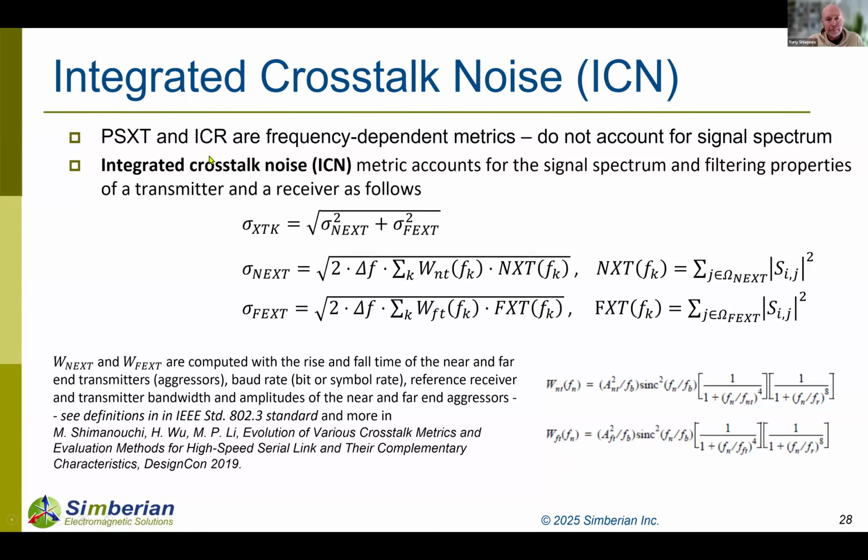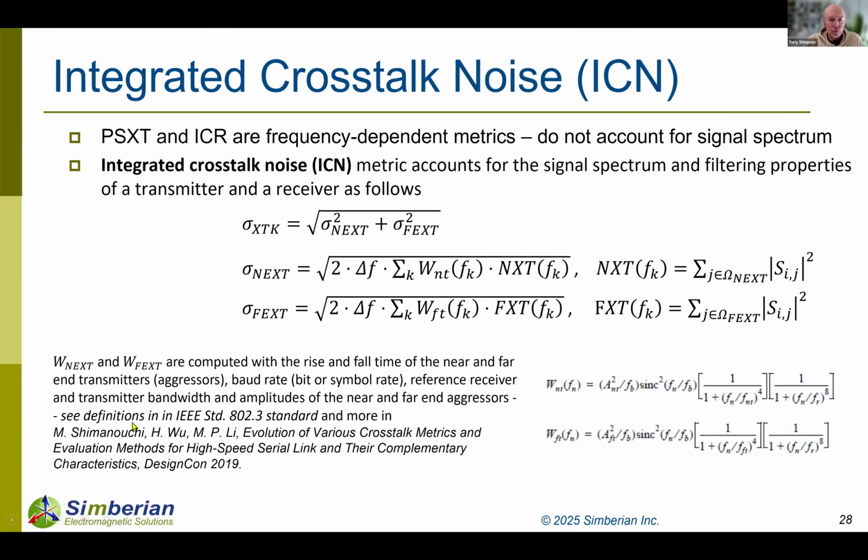The next metric used in contemporary specifications for links is integrated crosstalk noise. Power-sum crosstalk, S-parameters, and ICR are frequency dependent. You have to put some mask on it. But this is just one number, and this number is obtained from the NEXT and FEXT, summed with some weight, and the weight includes filtering and signal spectrum. This is one number that is easy to understand.